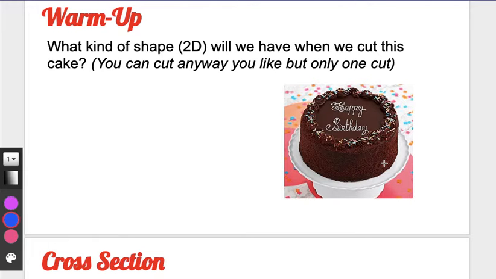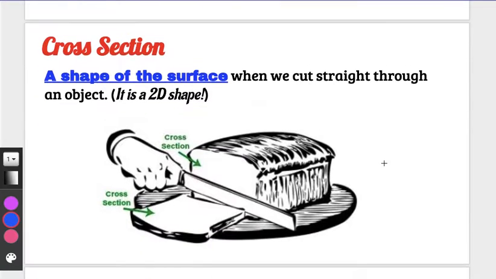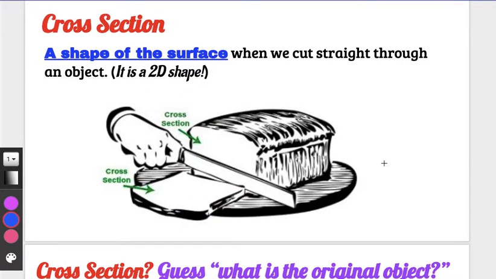Okay, so cross-section, what is cross-section? Cross-section is the shape of the surface when we cut straight through an object. And again, cross-section is talking about a 2D shape. As you can see, for example, we have bread here. If we cut through this, the surface touching the knife, that side, is what we call the cross-section.